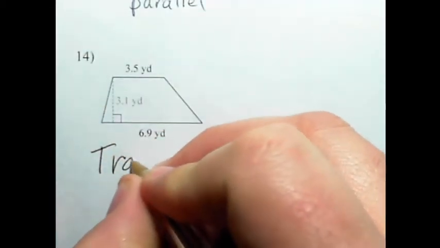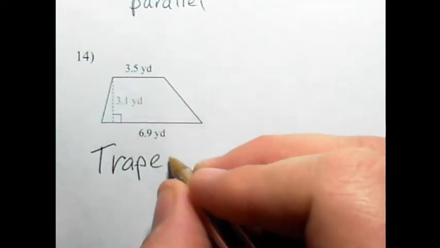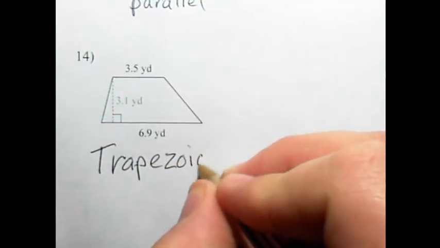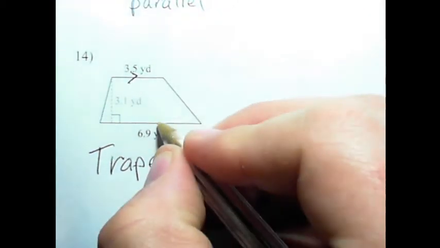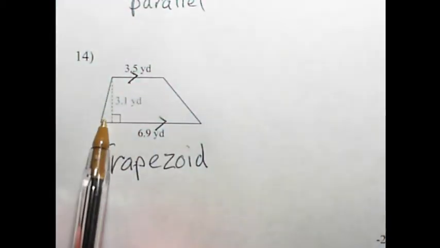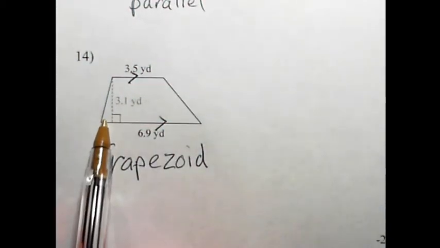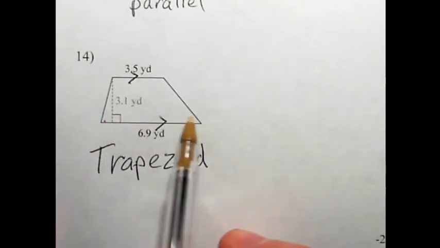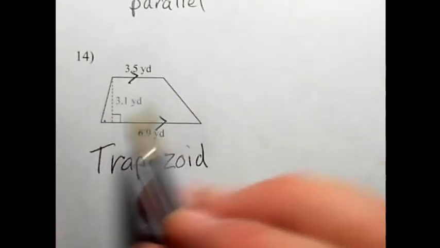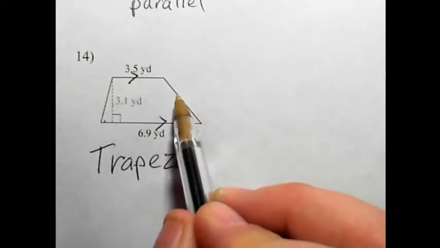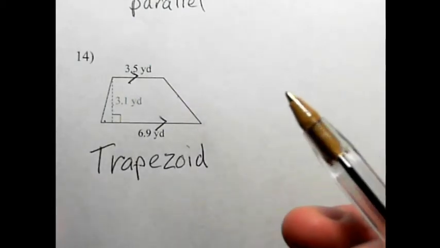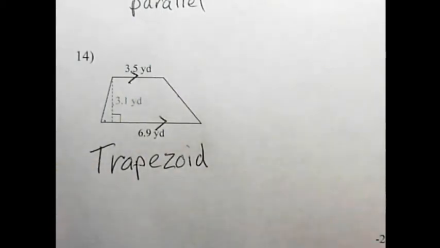All right, so this is a trapezoid. How do I know it's a trapezoid? Well, a trapezoid has one set of parallel lines, but the other sides are slanted. It's not a 90-degree angle, and they're not congruent, and they're not parallel. So because this is not parallel to this, trapezoid. It's not a square, it's not a rectangle, it's a trapezoid.